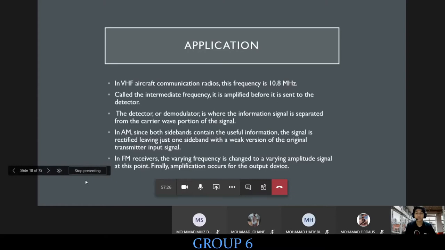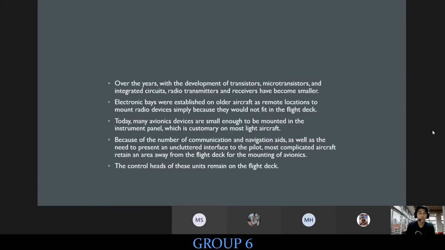Over the years, with the development of the transistor, microtransistor and integrated circuit, radio transmitters and receivers have become smaller. Electronic bays were established on older aircraft as remote locations to mount radio devices simply because they would not fit in the flight deck. Today, many avionic devices are small enough to be mounted in the instrument panel, which is customary on most light aircraft. Because of the number of communication and navigation aids, as well as the need to present an uncluttered interface to the pilot, most complicated aircraft reserve an area away from the flight deck for the mounting of avionics. The control head of this unit remains on the flight deck.